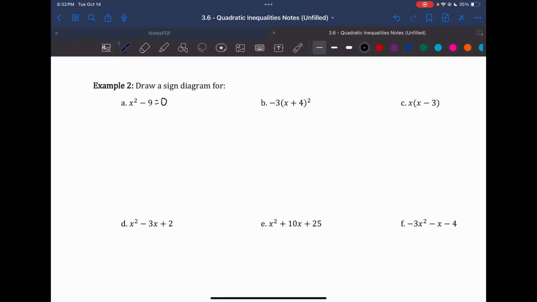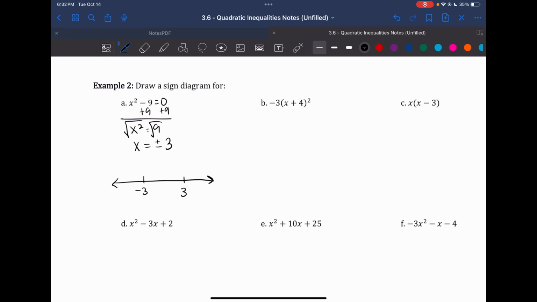But for a lot of these, it's as simple as using some basic algebra skills, such as in letter A. If I set it equal to 0, add 9 to both sides, I get x squared equals 9. Take the square root, so x equals plus and minus 3. So those would be my roots. So I draw out my number line, and I indicate -3 and +3.